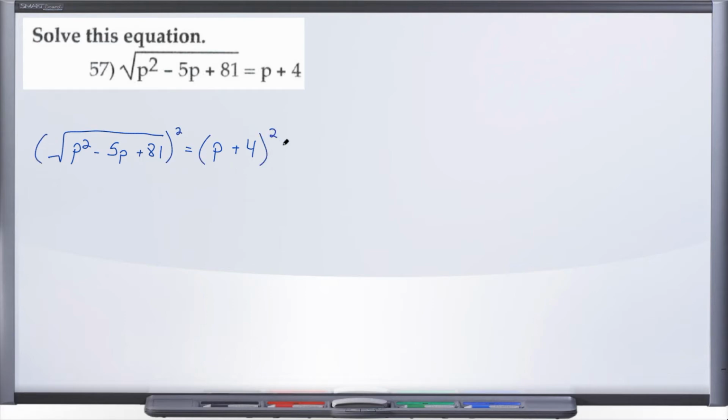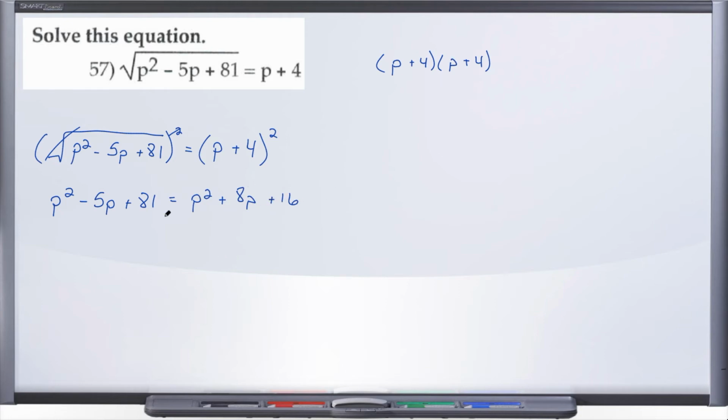But of course, whatever we do to the left-hand side, we also have to do to the right-hand side. So on the left here, that squaring is just going to eliminate our radical, and so we're left with p squared minus 5p plus 81 equals now p plus 4, that quantity squared. And so we know that when we have a binomial squared, it means that we have to take that binomial, write it out twice, and now FOIL. So what we end up with here is now p squared plus 8p plus 16. And if you FOIL that out, you'll see how that works out.